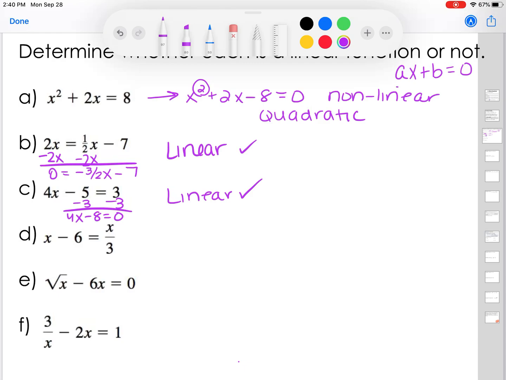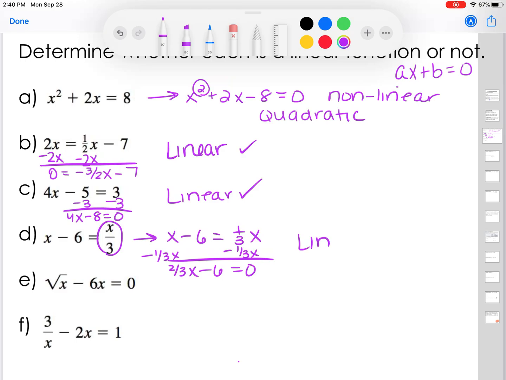All right, D. Remember, this x over 3 is really like saying 1/3 times x. So we absolutely can continue to do this. If I subtract 1/3 x from both sides, I'm going to get 2/3 x minus 6 is equal to 0. That is definitely linear. If I take a look at E, it already says equals 0, but I see an issue right away. There's a square root symbol, so this is definitely nonlinear. And for the last one, there is no way I'm going to get this x into the numerator, so this again is going to be non-linear.